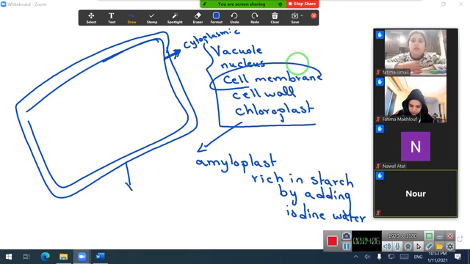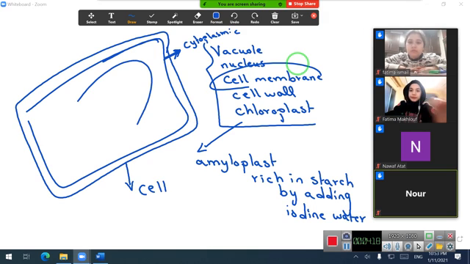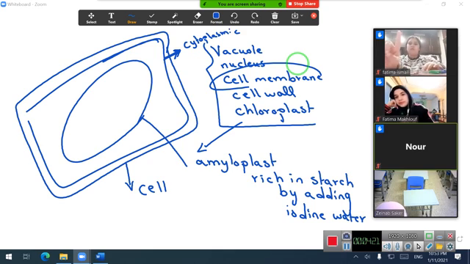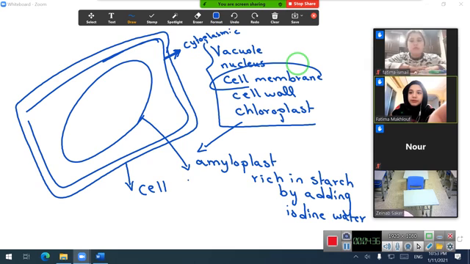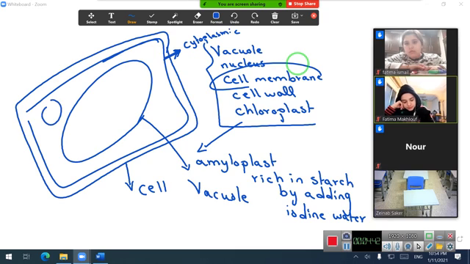The outer one, what can I call it? Cell wall. Inside the cell, I have a large part. What is this large part? Vacuole, yes. The vacuole. Also, Fatima, I have a circular part. What is this, Fatima? Nucleus.